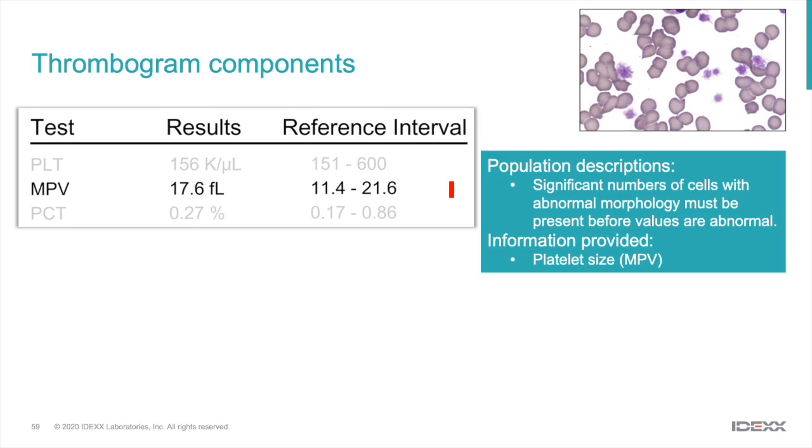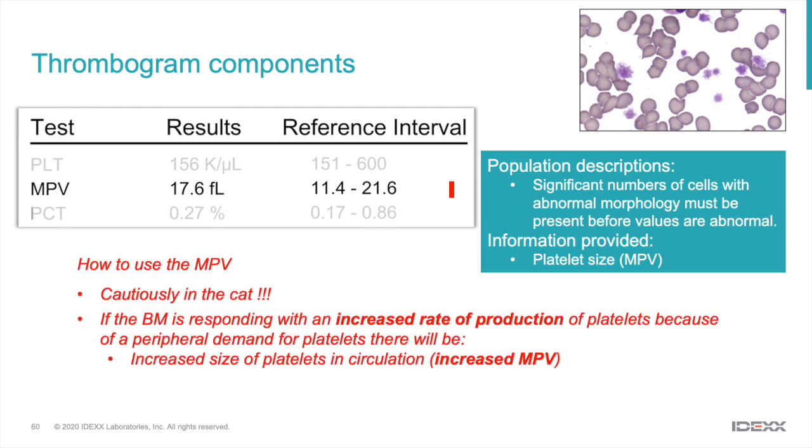There's a little more of a problem in the cat. In the cat, even in the normal cat, we may see a lot of variation in platelet sizes, and we may see some pretty large platelets as well, again, in the clinically normal cat. There are some principles we can apply, like we do in other species, and let's talk about those. Because of the variability in platelet sizes and the possibility of large platelets in a normal cat, we have to interpret the MPV very cautiously.